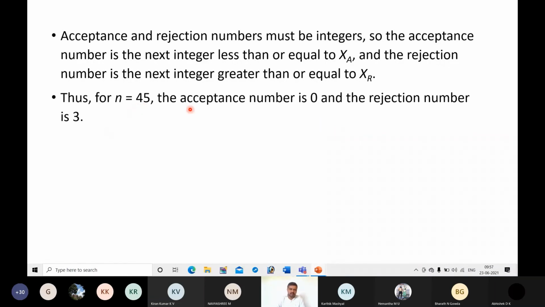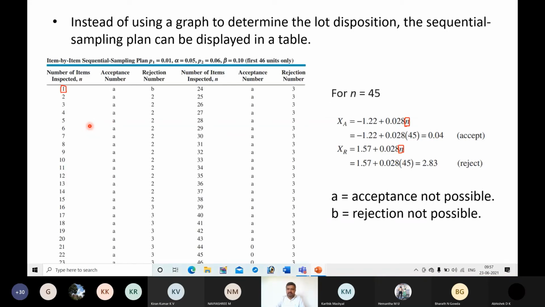Thus for n equal to 45, the acceptance number is 0 and the rejection number is 3. Here, if you substitute n value as 45, you will get the XA value as 0.04. If you round it off, it will become 0. So that's why the acceptance number is 0. Next, for XR you are getting 2.83. When you round it off to an integer, it will be 3.